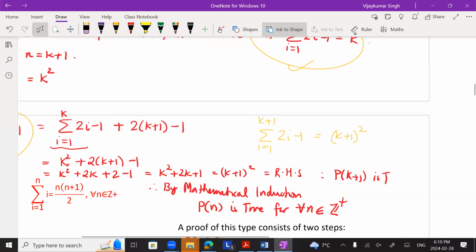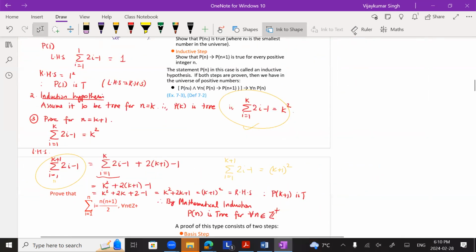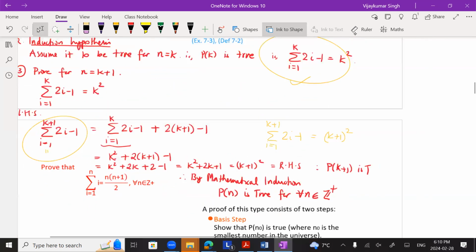So the steps are, again, let's go through it. You prove for the base case. You assume it true for k, and then assuming it true for k, you want to prove for k plus 1. Okay, so this is the principle of mathematical induction.